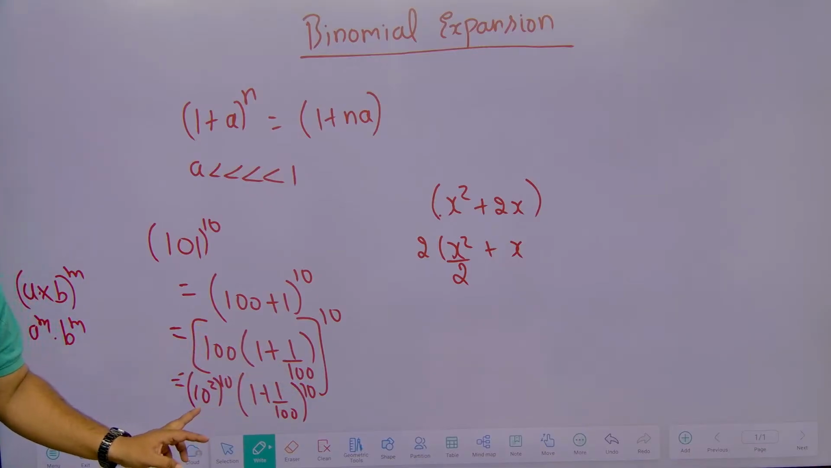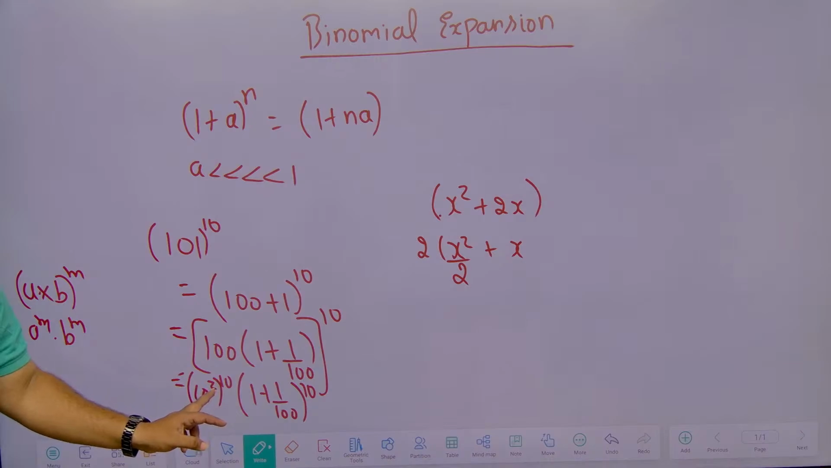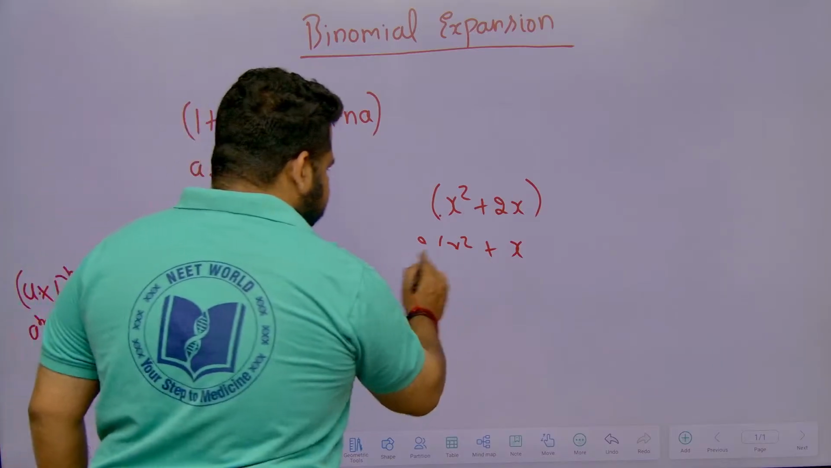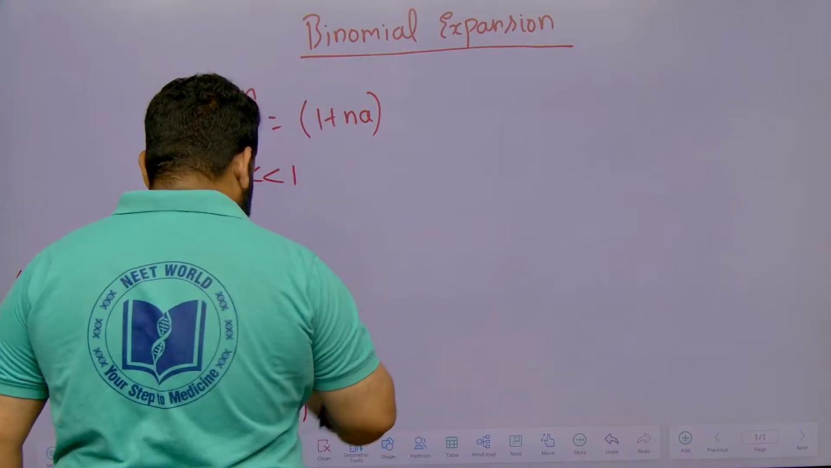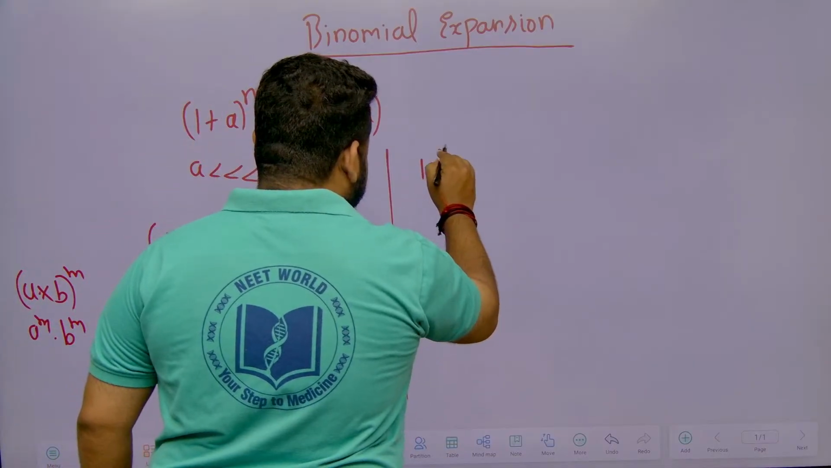Okay, next what will happen? 10 square power 10 is there. This is what? 2 into 10, which is 20. So this will become 10 power 20.